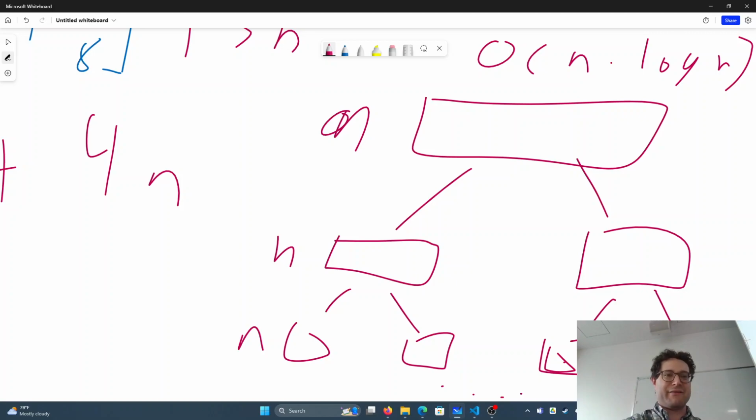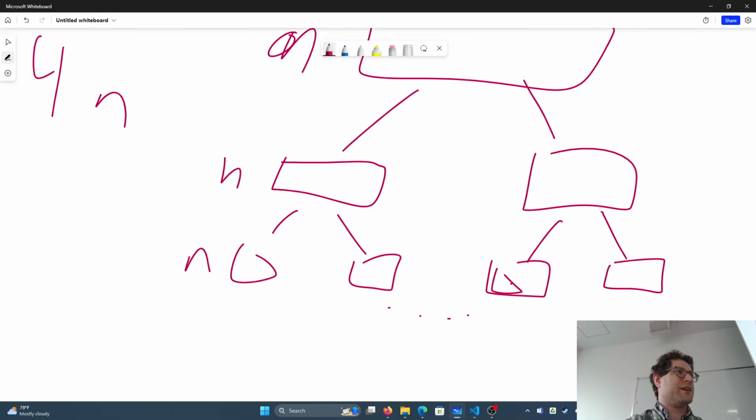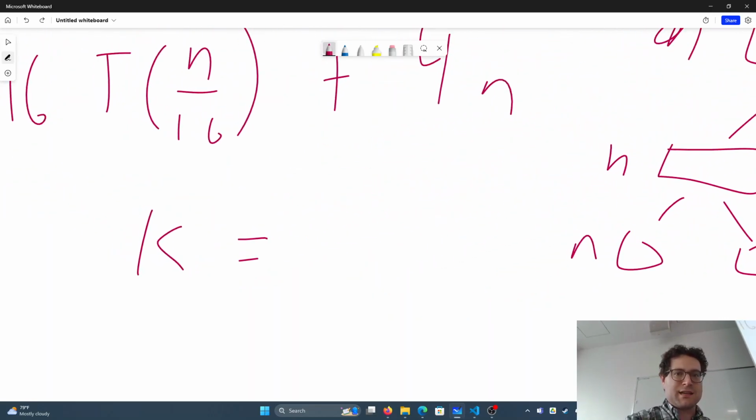There's going to be log n levels. If I have 8 items to sort, merge sort goes 3 layers deep. If I have 16 items to sort, merge sort goes 4 levels deep. Make sense? Because that's how many times I have to split it up. Okay, so K is equal to log of n.